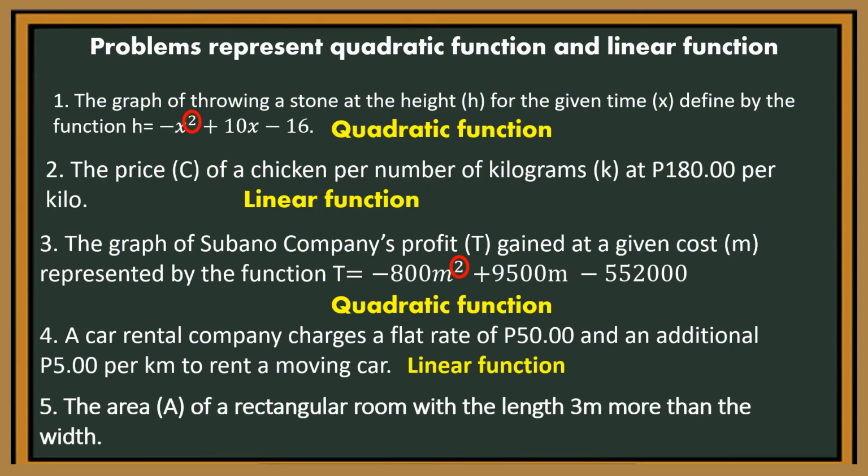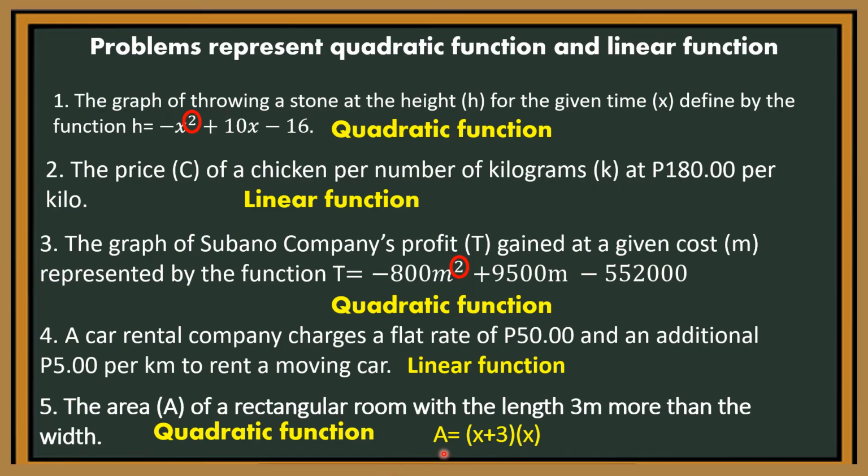And number 5, the area A of a rectangular room with the length 3 meters more than the width is an example of quadratic function. So, paano nangyari yon? Let us represent this problem as A is equal to the quantity of x plus 3 times x. So, yung x plus 3 dito, that is the length of the rectangular room. And yung x dito, that is the width. Kasi hindi naman natin alam ang width, so we're going to represent this as x or any variable.